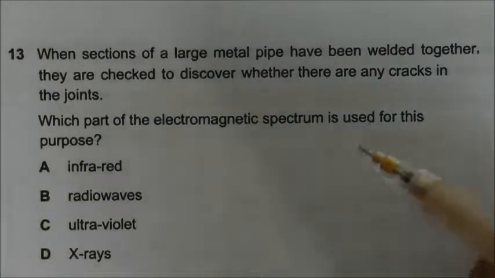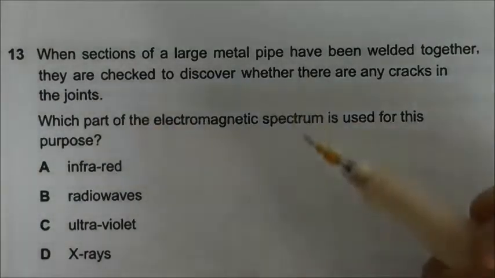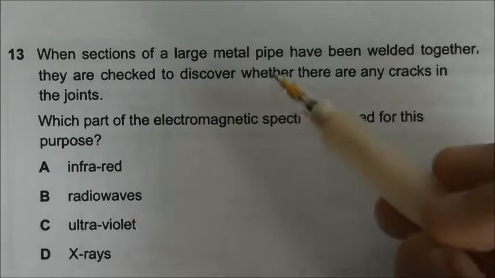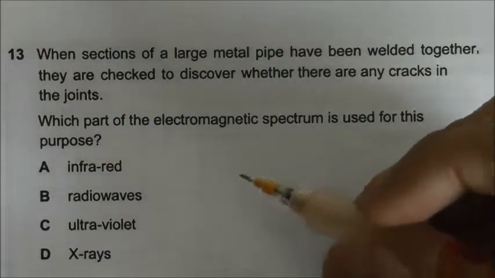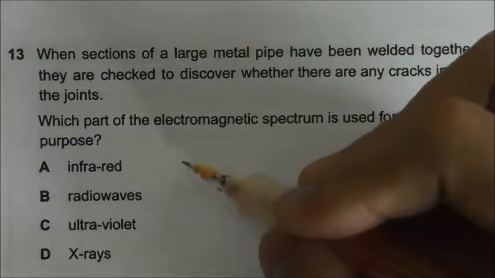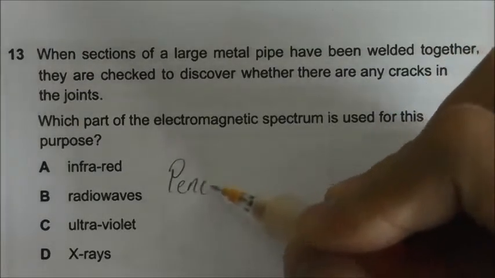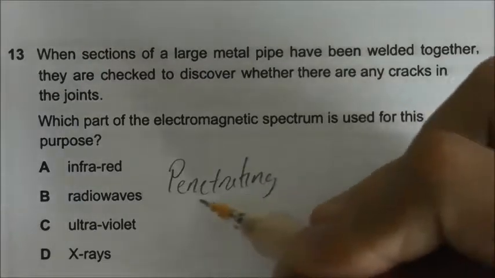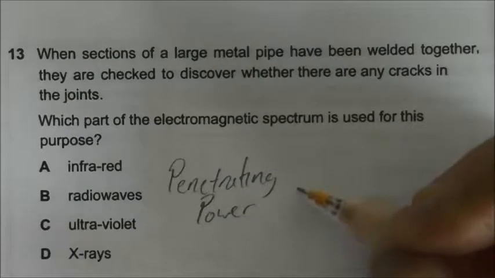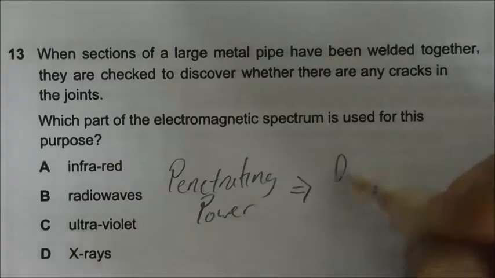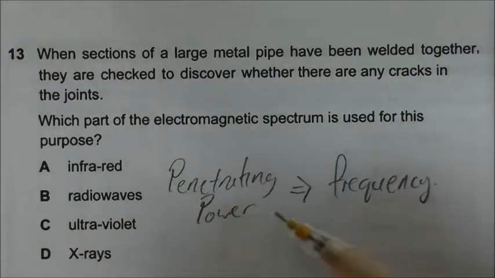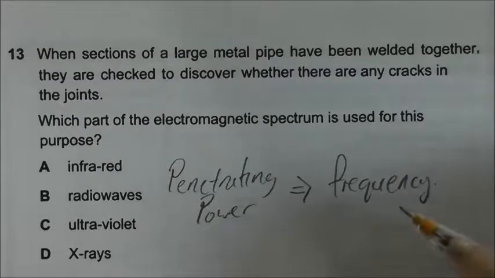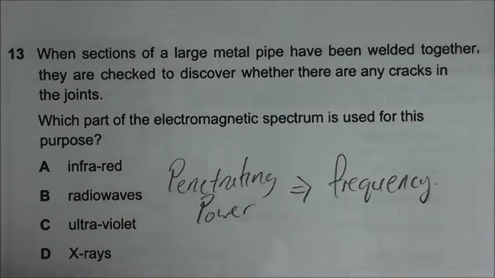In order to check for cracks in the joints, we need the EM wave to be able to pass through the metal pipe. Okay, so we are looking at the one with the highest penetrating power, and penetrating power is related to the frequency. So to find the one with the highest penetrating power, we are finding the EM waves with the highest frequency. So in this case, it is X-ray.